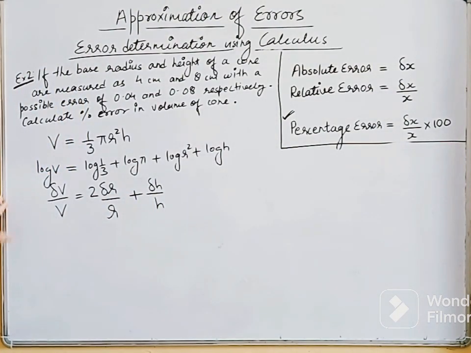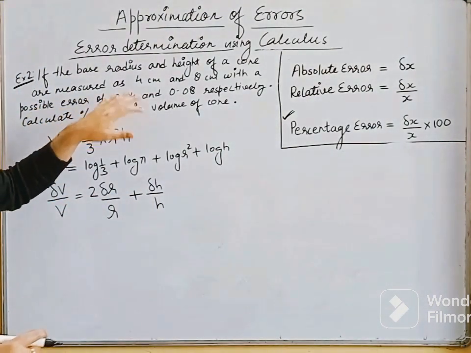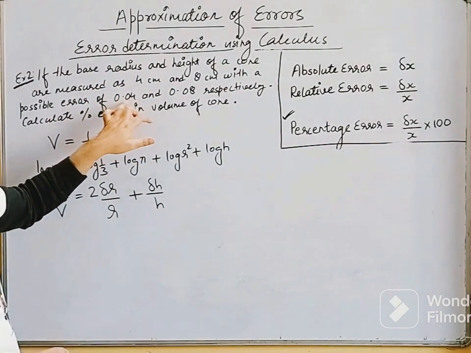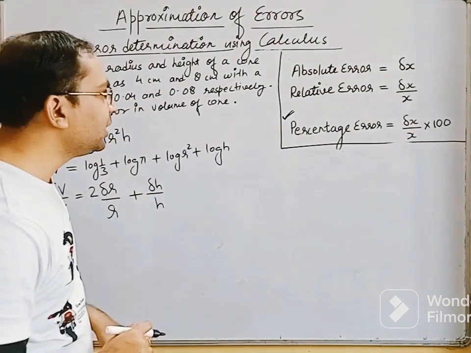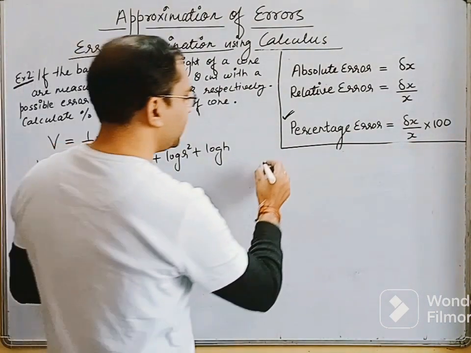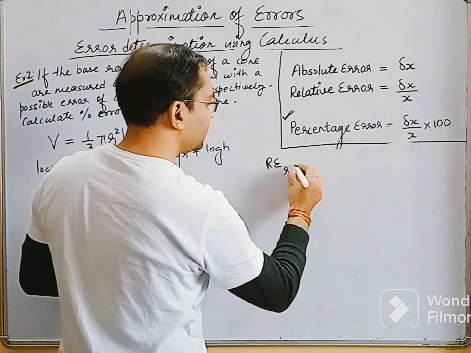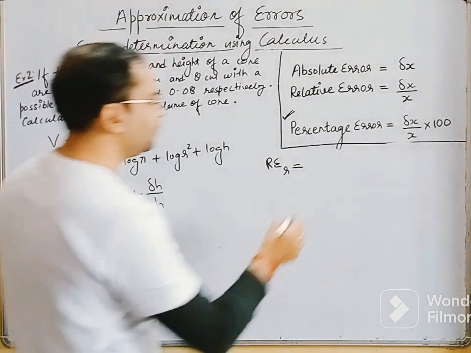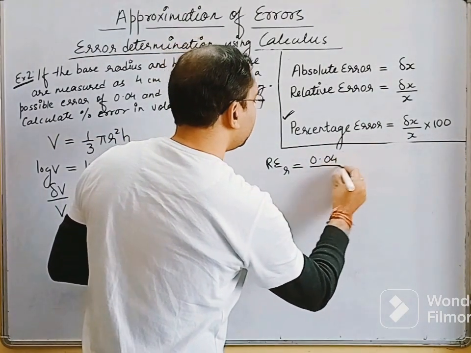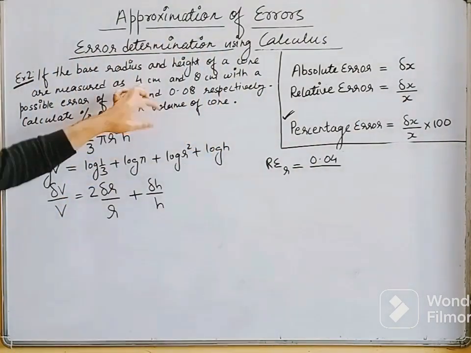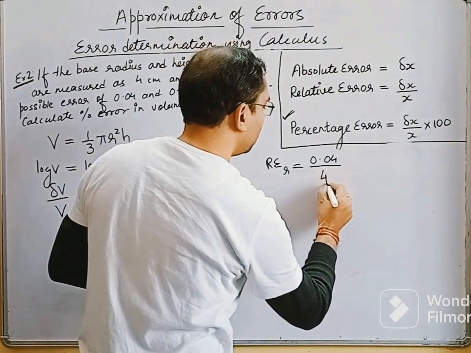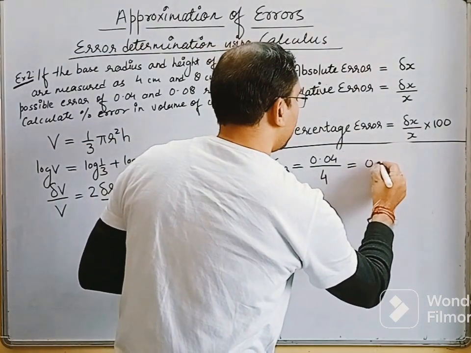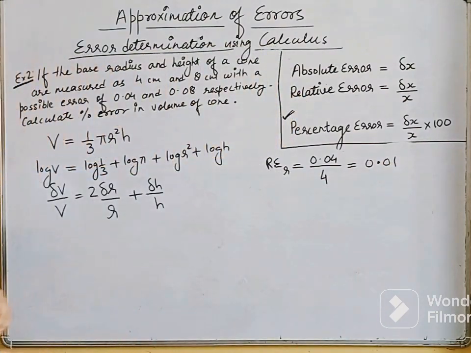Now we can see that the radius is given as 4 centimeters and the error in radius is given as 0.04 centimeter. So we need to find out the relative error for radius. The relative error for radius will be given by del r, which is the error, 0.04, divided by the actual radius. The actual radius is 4 centimeters. So this is 0.04 divided by 4, which is equal to 0.01. So this is the relative error in radius.